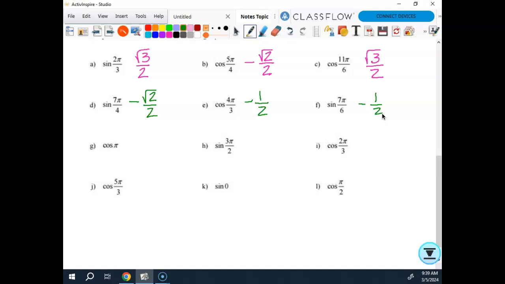All right, Megan, what's the cosine of pi? Negative 1. Do we agree with that? Yes, thank you.